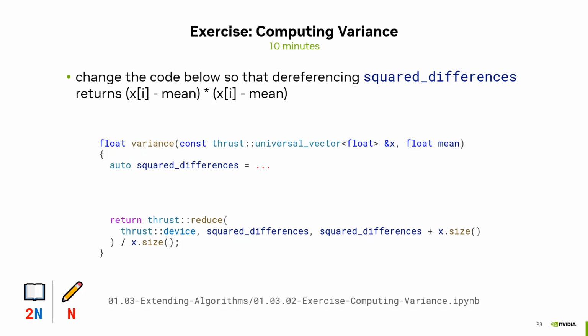In the code snippet, you'll see a placeholder for squared differences. Your task is to replace the placeholder with a transform iterator that computes the squared differences between each element and the mean.